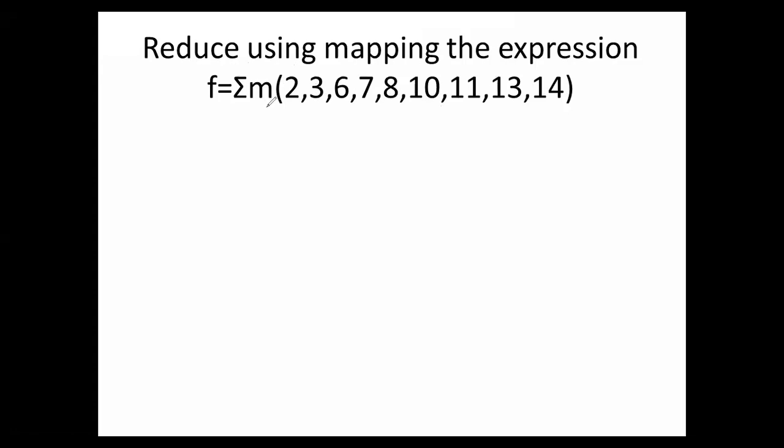By observing this function, how many variables are used here? What is the minimum value here? 2. Okay. What is the maximum value here? 14. So here compulsory we are using 4 variable K map.